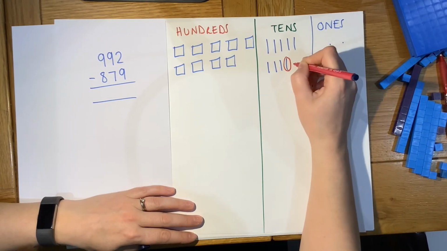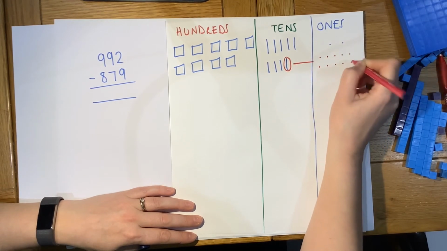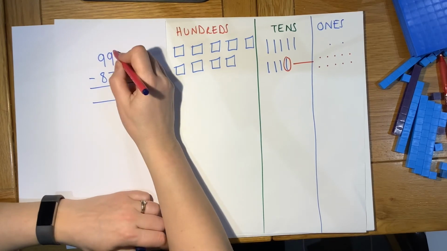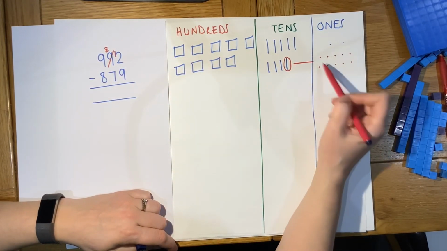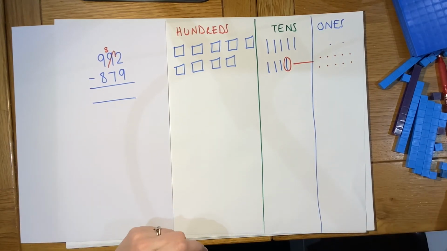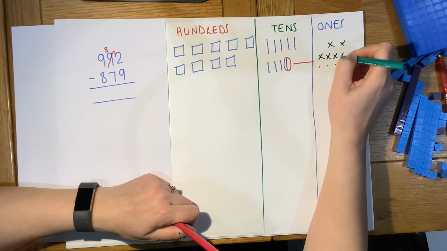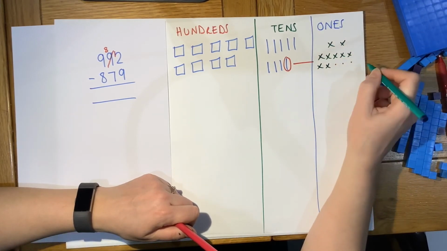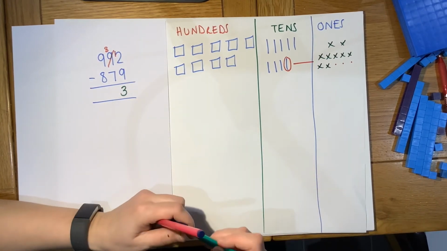I'm going to change it from 1 ten into 10 ones. 3, 4, 5, 6, 7, 8, 9, 10. So what I've done is I've taken one of those 10s, leaving 8 behind, and I've added them onto the 2 to give me 12 ones. Now I need to take away 9. So 2, 3, 4, 5, 6, 7, 8, 9, leaving me with 3. 12 ones take away 9 ones is 3 ones.